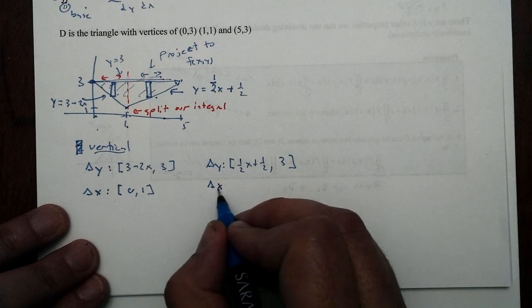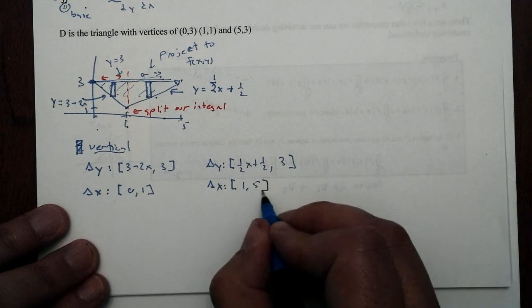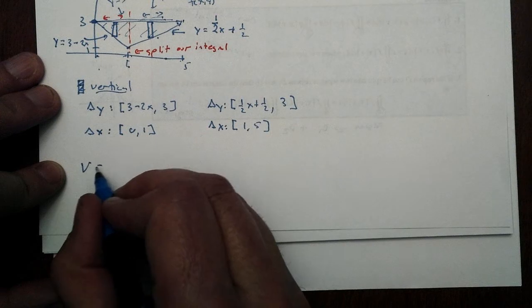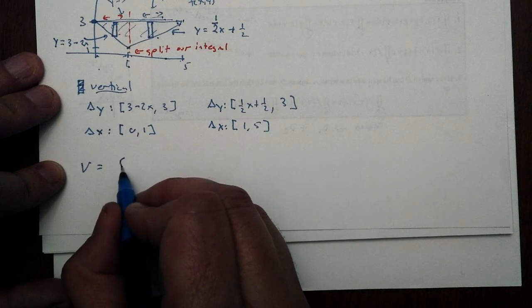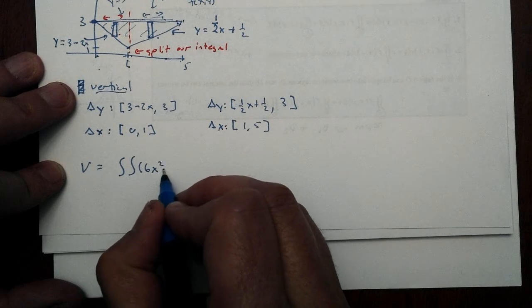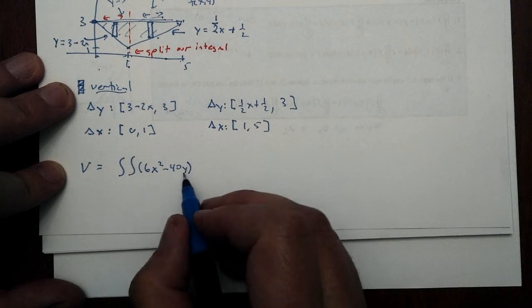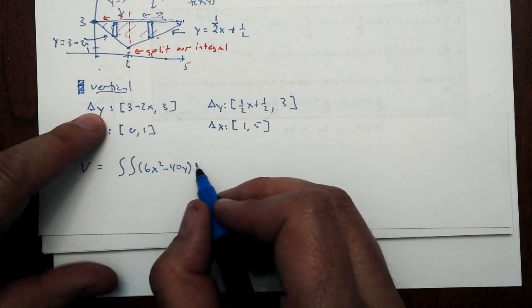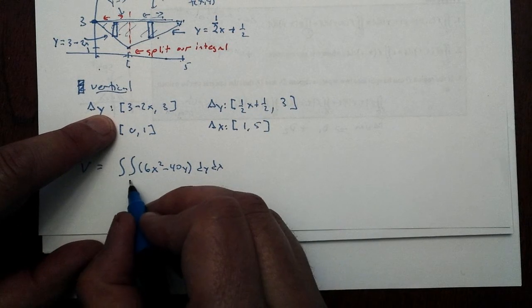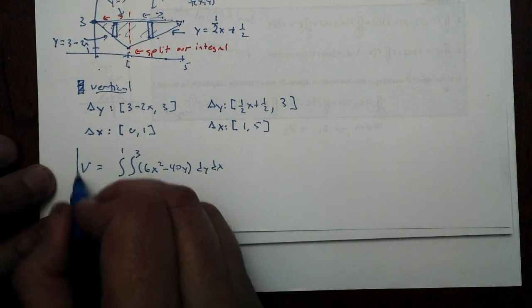Over here, this rectangle, its x's are going to change from 1 to 5. And I can now, of course, write my volume equation right here. So my first one, my double integral, my function, 6x squared minus 40y. Now, be very careful. I'm choosing y first, so it's dy dx. And we're going to evaluate this one from 3 minus 2x to 3, and this goes from 0 to 1.